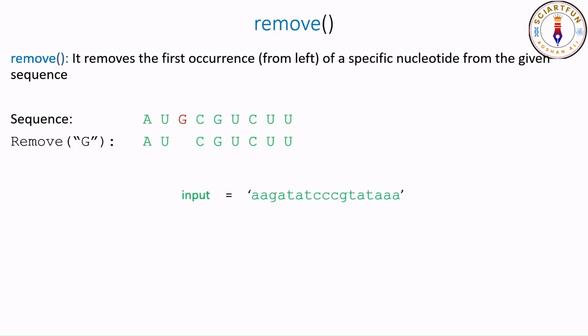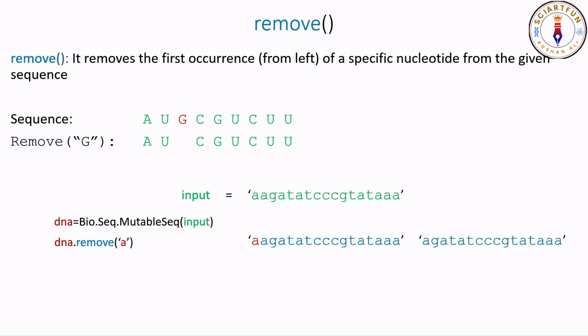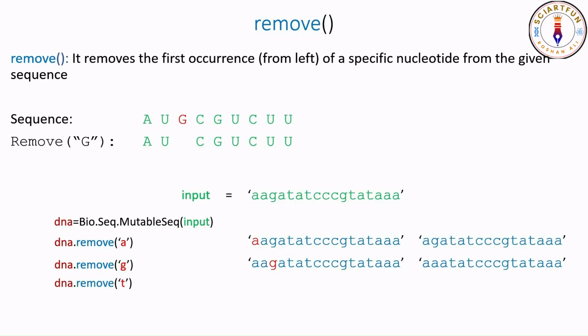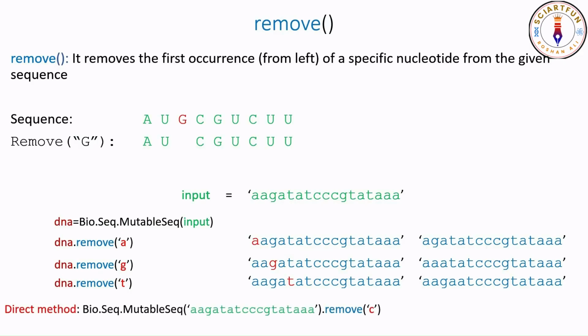Let's take another example. Create a mutable class object first. Type this to remove the first A from the left side. Type this to remove the first G from the left side. Type this to remove the first T from the left side. Here is the direct method for removing the first C from the left side.